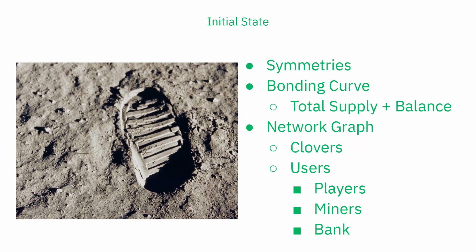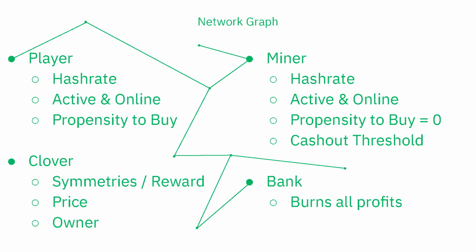And then we're using a network graph to model every specific Clover and every specific user who might be a player, a miner, or the bank, the contract who would pay out the money. In our network graph, within each player, they each have a proposed hash rate. This is based on the Clover PEGG hash rate. So this is assuming a player is using the browser. They have a percentage active and a percentage online. So even if they're online, they might not be actively mining. And they have a propensity to buy.